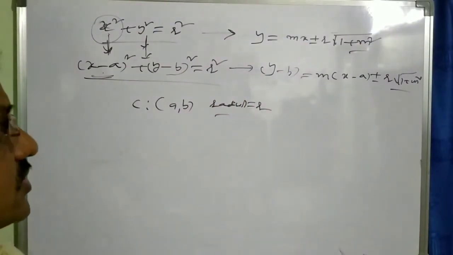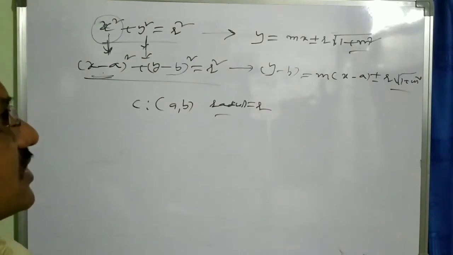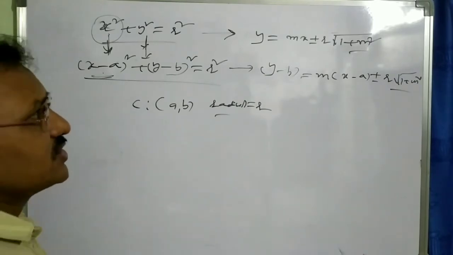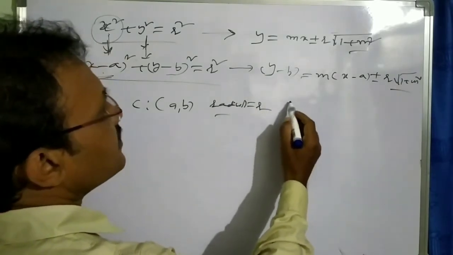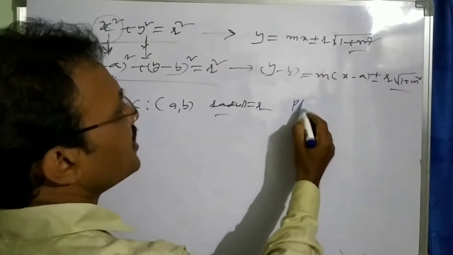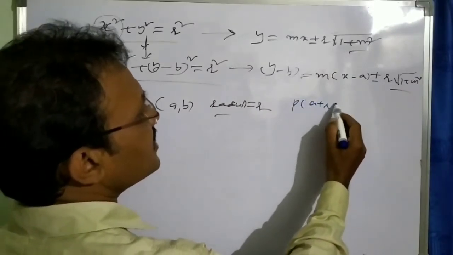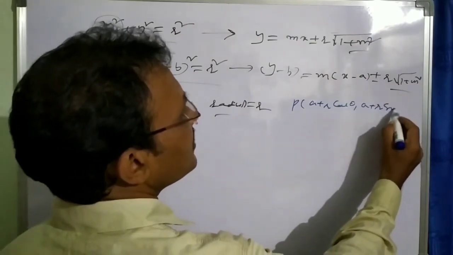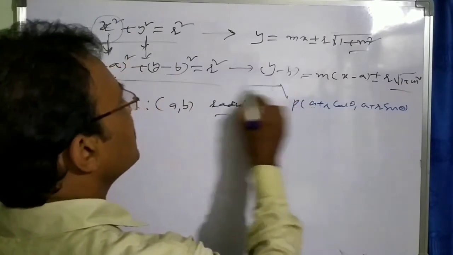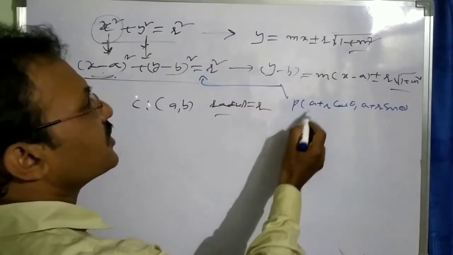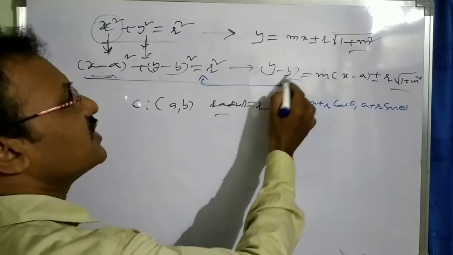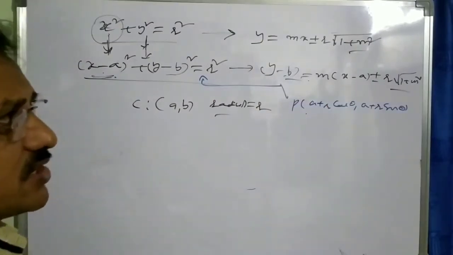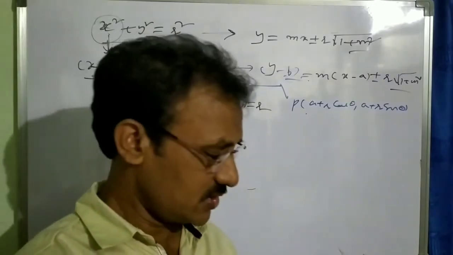Understanding? Whatever changes occur here, the same changes will happen for this tangent equation. This means the point P also changes: a plus r cos theta comma b plus r sin theta. This is the parameter point on this circle. So at this point the tangent equation will be y minus b is equal to m into x minus a plus or minus r into root over 1 plus m square. That is the difference.